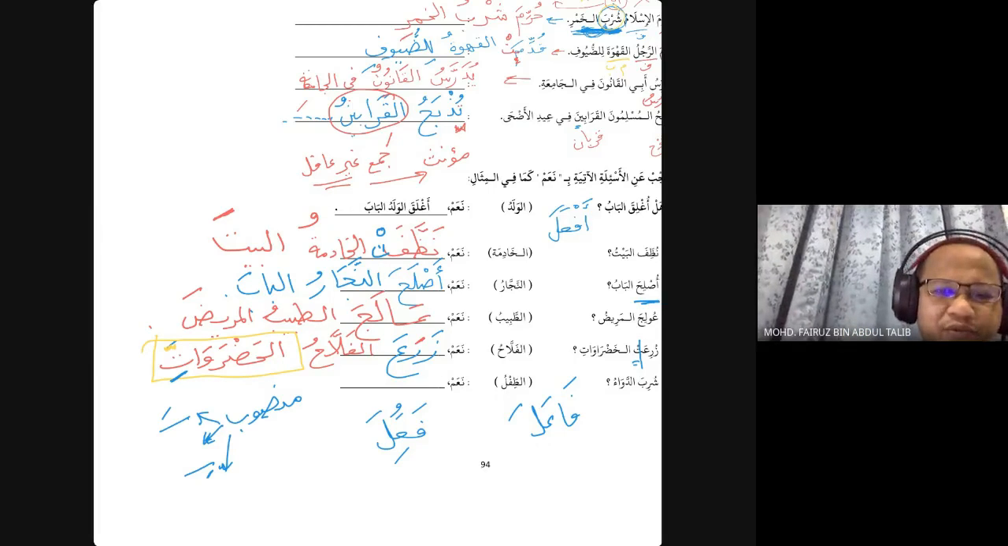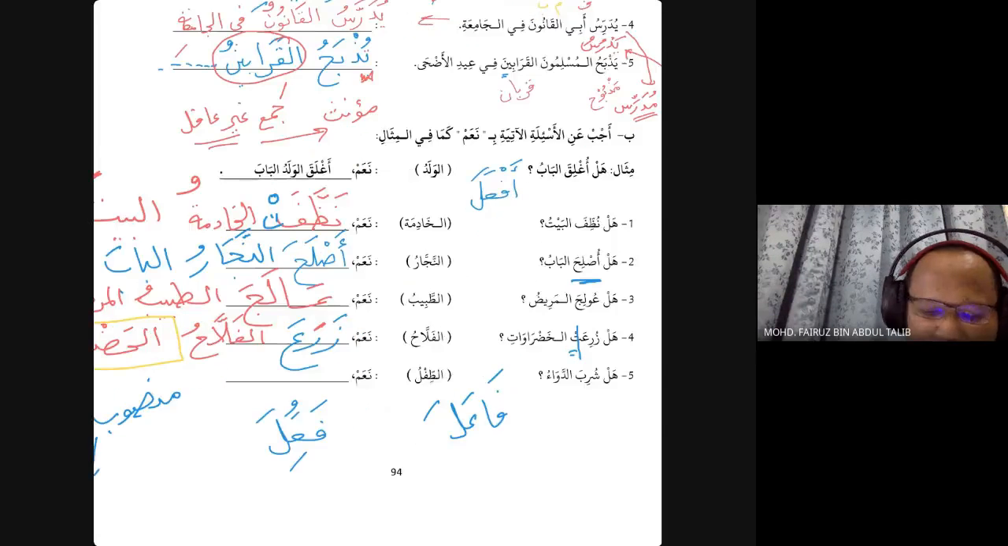Okay, yeah. Again, for Jama' Muannas Salim, when it is mansub, you don't put the fathah. You put the kasrah instead. Why? Because Jama' Muannas Salim does not accept fathah. That is why we put the kasrah instead of fathah. So we say al-khadrawati. This is the correct sentence then. Zara al-fallahu al-khadrawati.